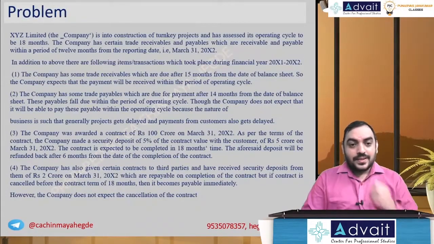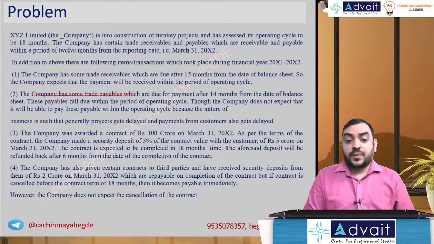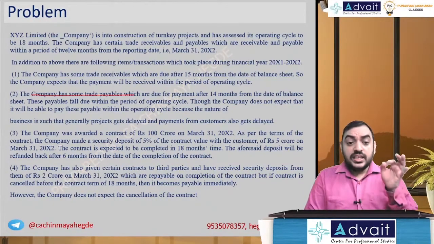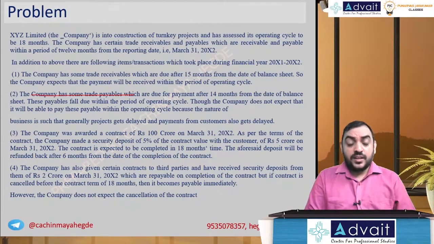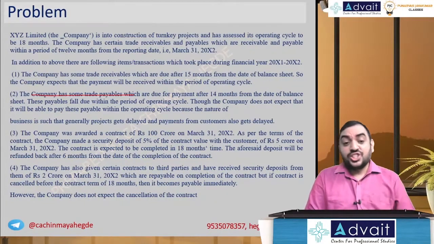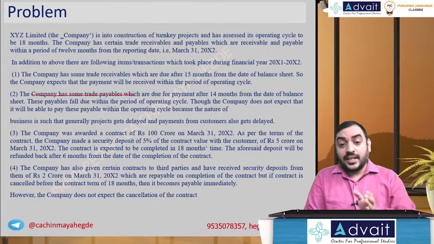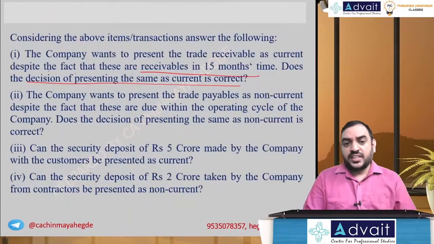Second, the company has some trade payables which are due for payment after 14 months from the date of balance sheet. These payables fall due within the period of operating cycle, though the company does not expect that it will be able to pay these payables within the operating cycle, because the nature of the business is such that generally the projects get delayed and the payments from customers also get delayed. That's a different experience. Let's see what they want to do.